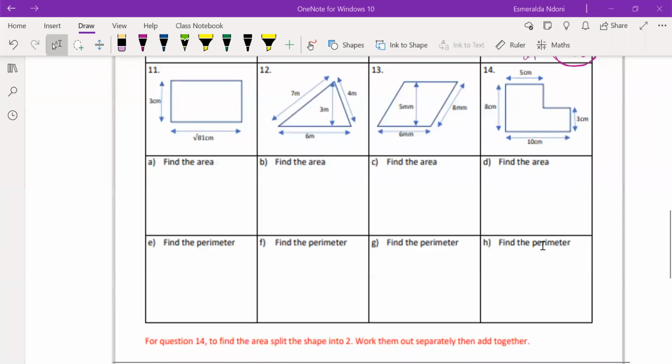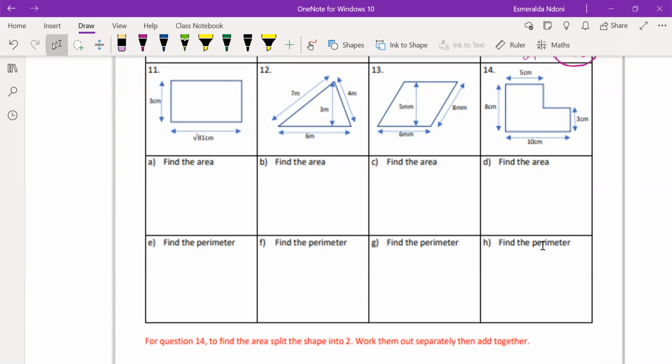Okay, guys, welcome back to part 2 of our fluency. We only have 4 questions on this one, so we need to find the area and perimeter for each of these 4 shapes. Question 11, find the area.